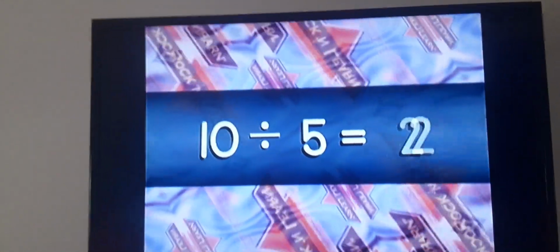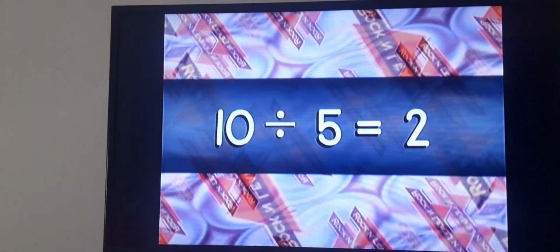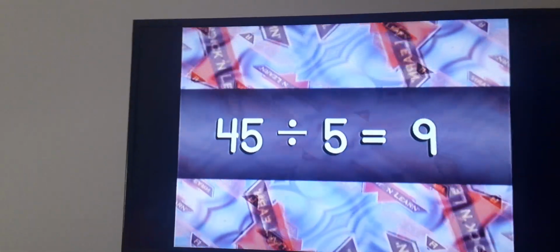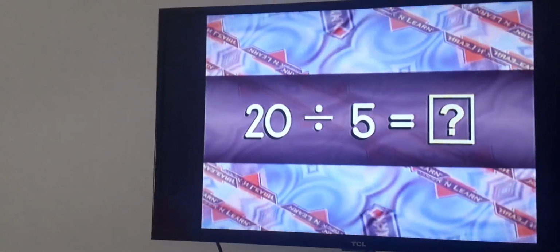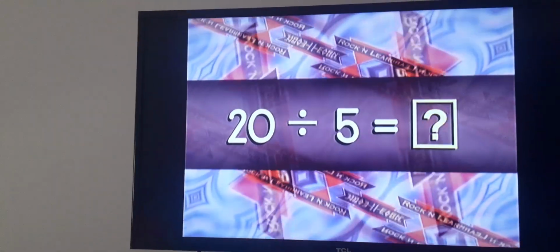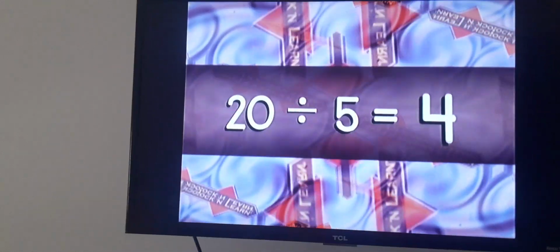10 divided by 5 is 2. 45 divided by 5 is 9. 20 divided by 5 is 4.